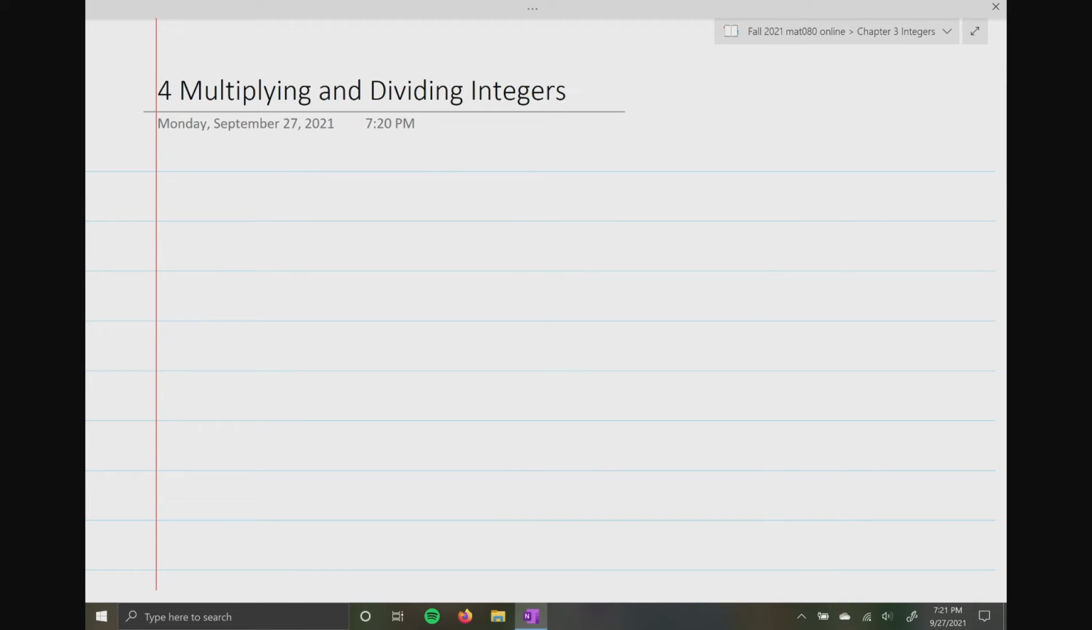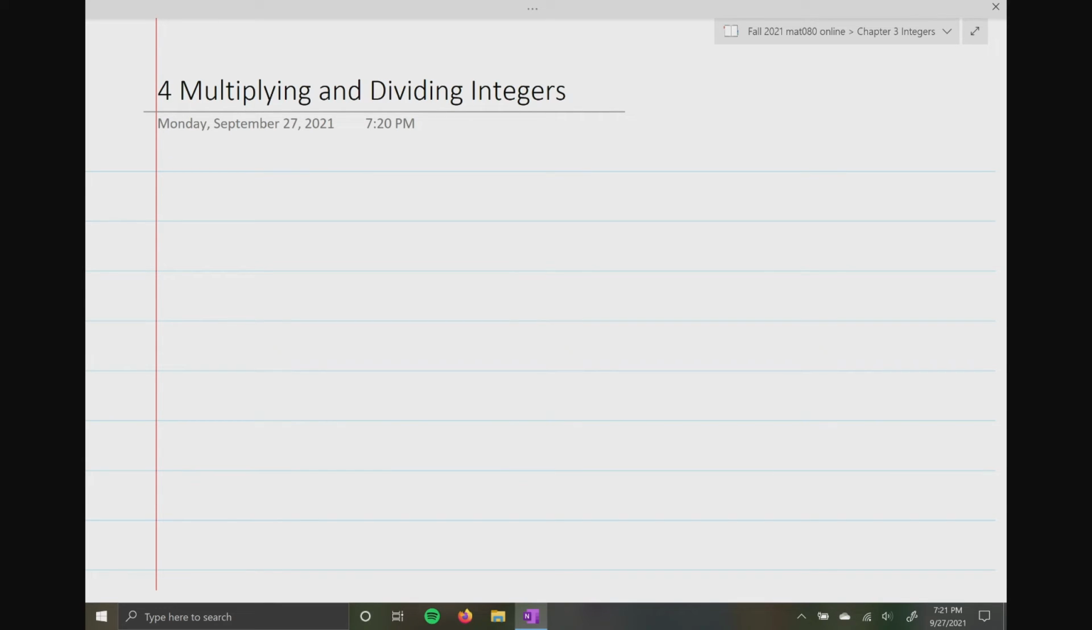All right, so section 4 deals with multiplying and dividing integers. And to be honest with you, this is going to be very, very simple. The only thing you got to worry about in this entire section is just the signs. The hard part is going to be the actual multiplication or division, okay?